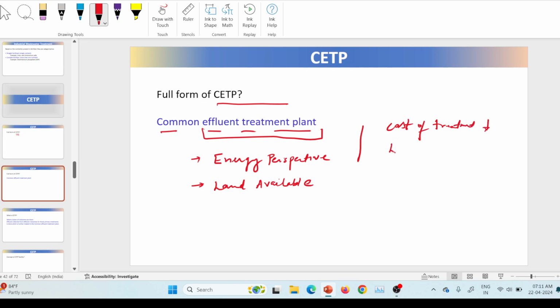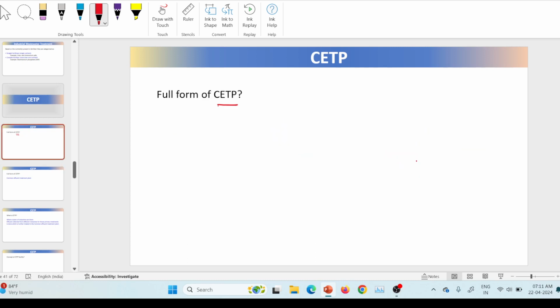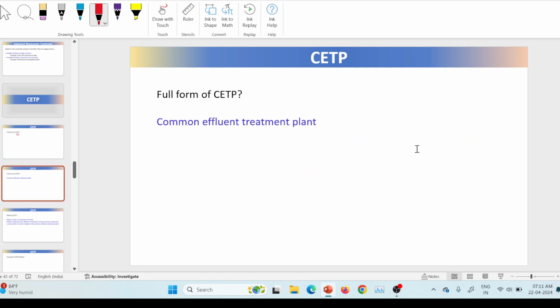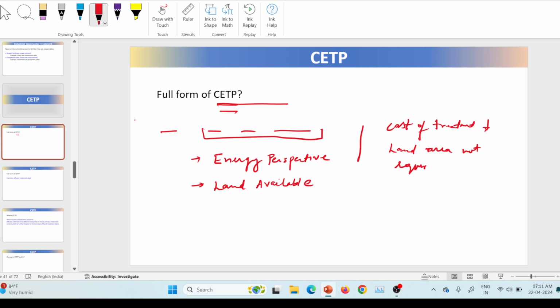and land area is not required by the individual industry.